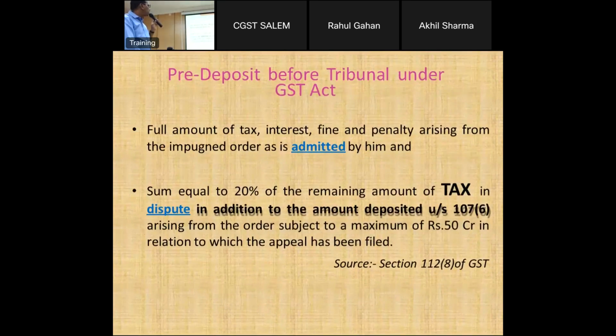Then there is a further stage, and this is 20% of the remaining amount. He is paying 800 rupees, so 80 rupees he should have paid. Even if the appellate authority has confirmed and not decided in favor of the taxpayer, and he wants to go on further appeal, he will go to the tribunal. In the tribunal, he has to pay a 20% pre-deposit, which is 20% of the remaining amount, 720. So 20% of 720 he has to pay. The maximum is 50 crores, they are saying.